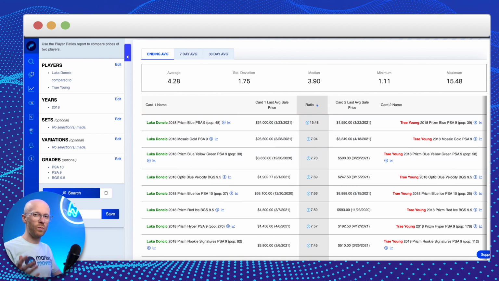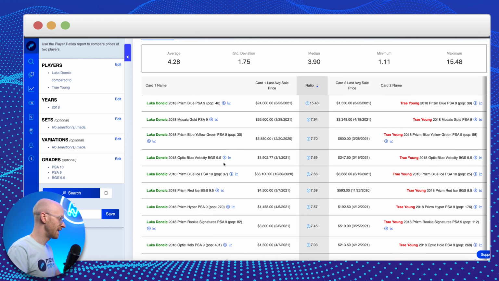Now, if you really want to compare the most accurate data, what I like to do is use the 7-day average. The ending average, again, is going to show you the most information. But if you end up in situations where, let's say, the last sale date isn't a recent one, like on this one, the blue ice. This is December 30th, whereas this one is March 15th.